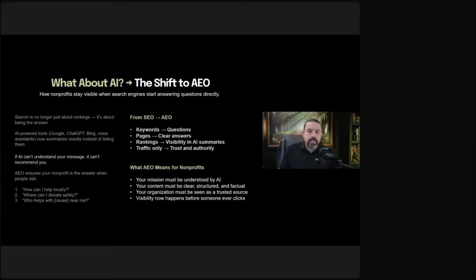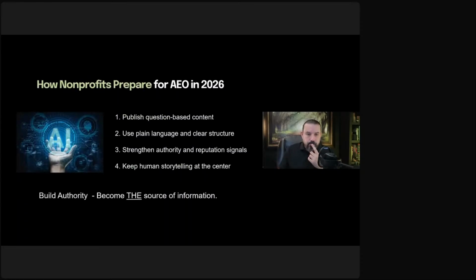And visibility now happens before someone ever clicks. For example, if you type in Nonprofit Marketing Center into ChatGPT, it'll actually tell you about us straight from our website, not even taking you there yet. So you'll get those answers first, and people get the opportunity to evaluate before they even visit your website. So that's very, very unique.